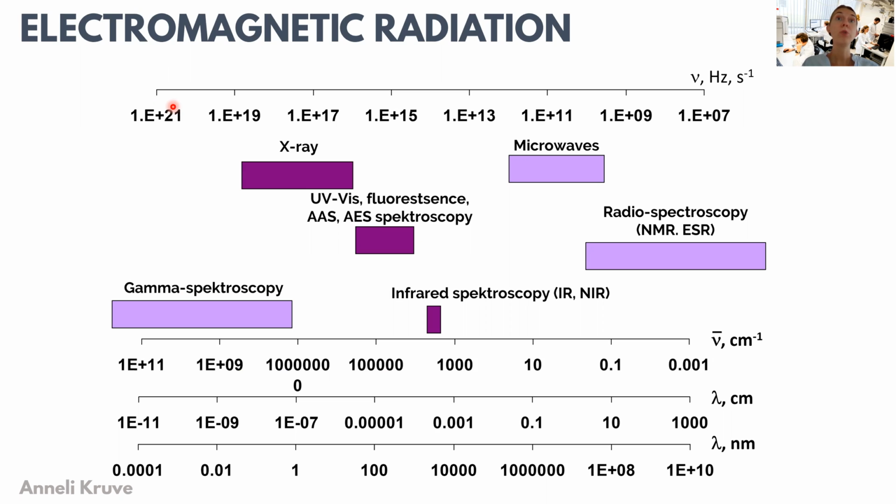And the most energetic spectroscopies are gamma spectroscopies, which are followed by X-ray spectroscopies. And after this come all kinds of visible and ultraviolet light related spectroscopy types. So here belong, for example, UV-vis absorbance spectroscopy, as well as fluorescence, as well as atomic absorption and atomic emission spectroscopy that we are studying here.